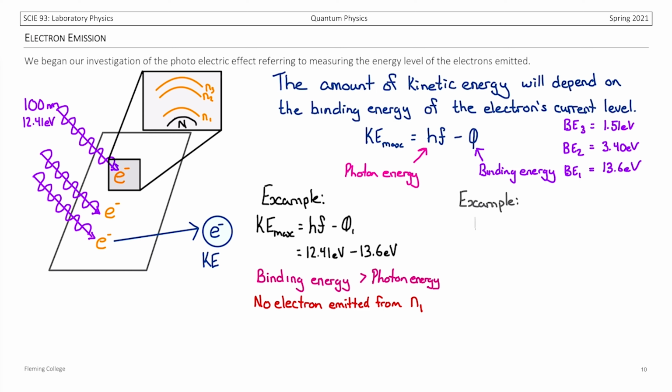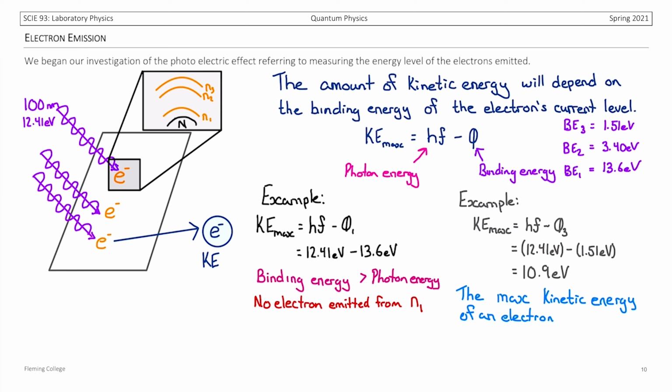Let's look at a slightly higher energy level electron. So what happens if we have an electron at the third level and we shine the same light on it and it interacts? So we have 12.41 electron volts of energy incident on the electron. We subtract from that the 1.51 electron volts of binding energy, and we get a result of 10.9 electron volts surplus. So this is the maximum kinetic energy that an electron ejected from level 3 by a 100 nanometer light source could have. It doesn't matter how intense our light source is.